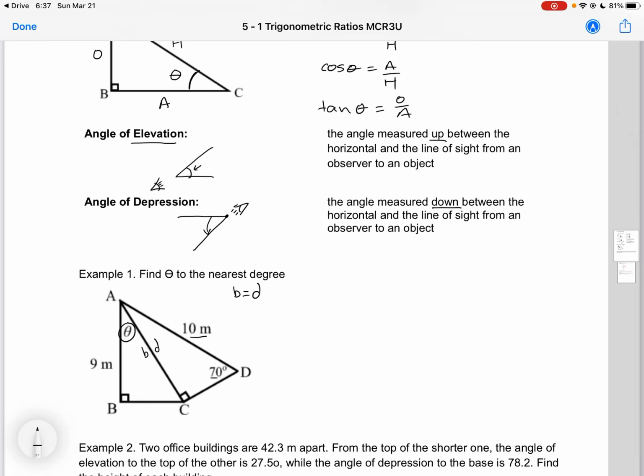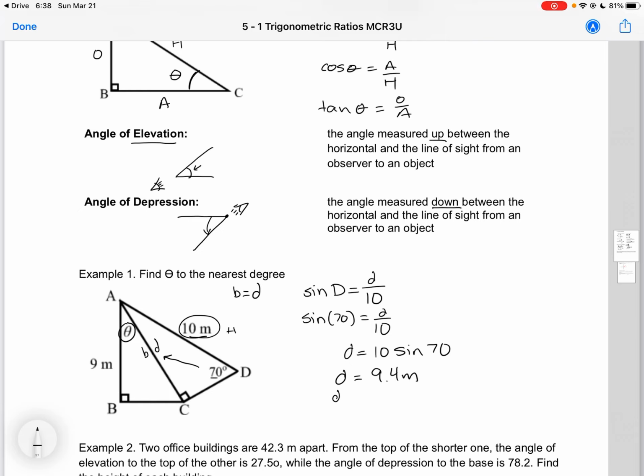So the first thing that I'm going to do is use my sine ratio. So sine D is my opposite side, which is little d, over my hypotenuse, which is 10 here. And I can actually substitute in my value for angle D as well, which then allows me to solve for D. I've got 10 sine 70, which gives me D is about 9.4 meters. Now I know that D is equal to B. I already said that above.